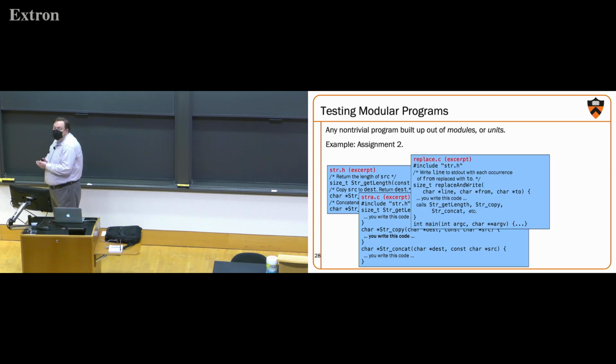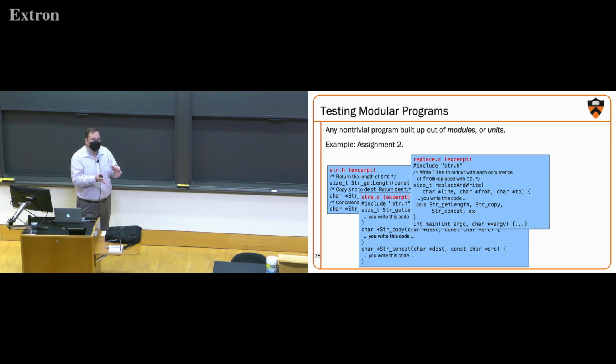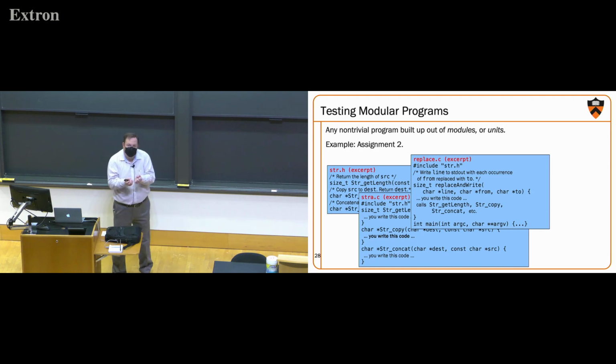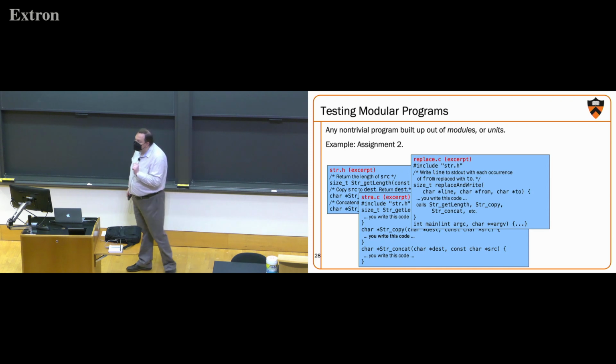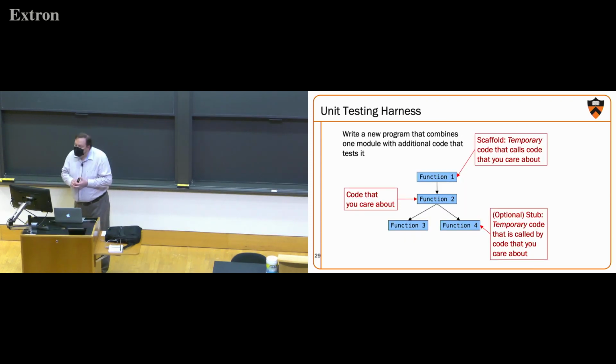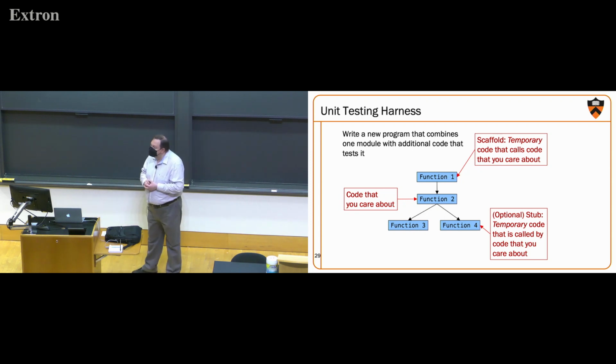And there might be other implementation files, or there might be other files that use the module that you just wrote as a submodule. So in assignment 2, you have string manipulation functions, and the collection of those is its own module. And then there's another module, which is actually using those string manipulation functions to implement search and replace. So unit testing is all about testing modules separately.